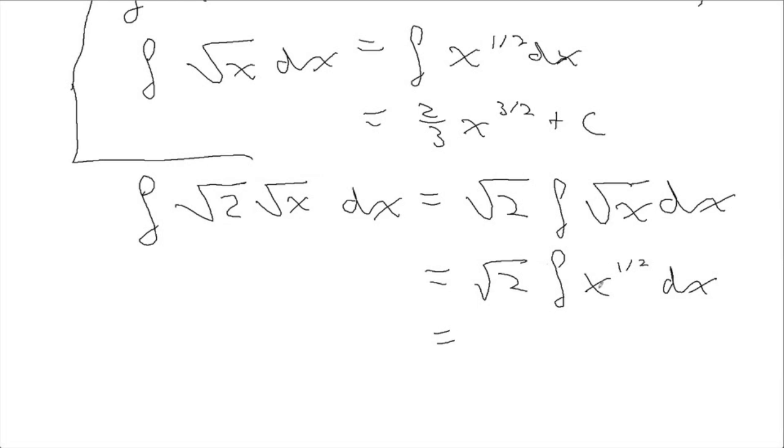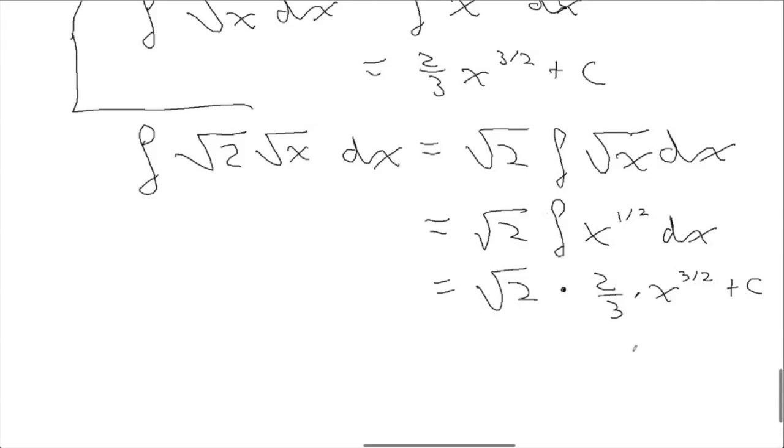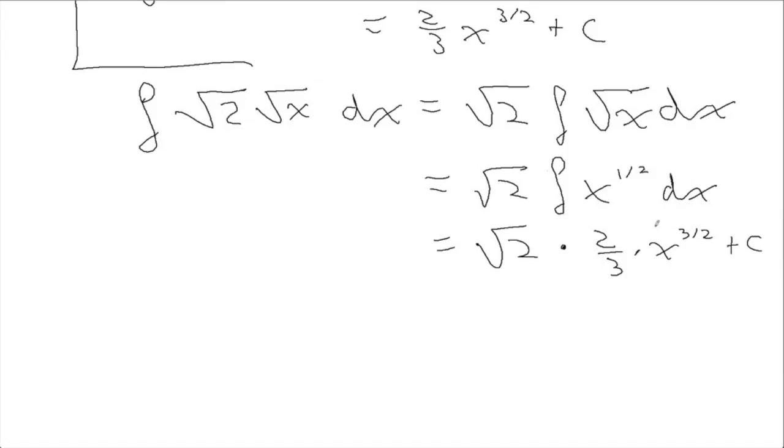Okay. All right. In any case, so now what? What should we write down now? Square root of 2 times 2/3 x raised to 3/2 plus c. Okay. And yep, I'll just leave it like that. Yep, that's exactly right.